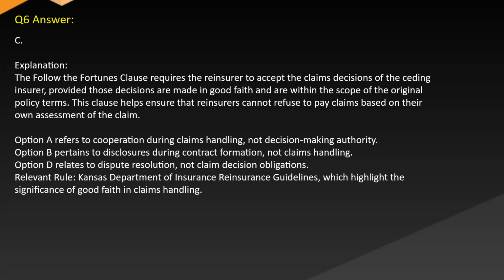Option A refers to cooperation during claims handling, not decision-making authority. Option B pertains to disclosures during contract formation, not claims handling. Option D relates to dispute resolution, not claim decision obligations. Relevant rule: Kansas Department of Insurance Reinsurance Guidelines, which highlight the significance of good faith in claims handling.